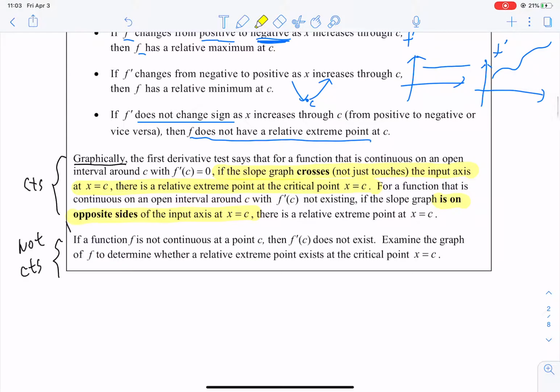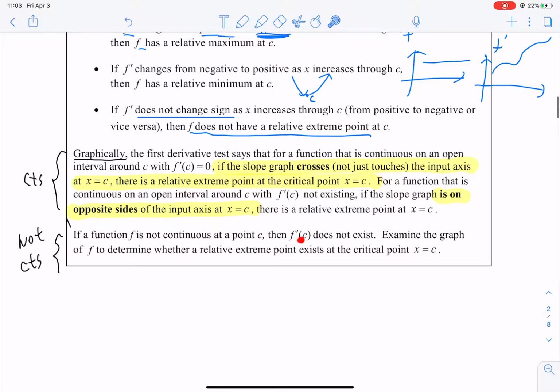And the last part is about the discontinuous case. If a function is not continuous at the point c, then of course f prime of c does not exist. This is the second case of the critical points. We have two cases of critical points: the derivative does not exist, and the derivative is 0. So two possibilities: derivative is 0, or derivative does not exist.